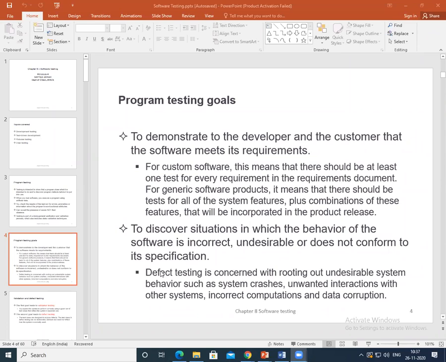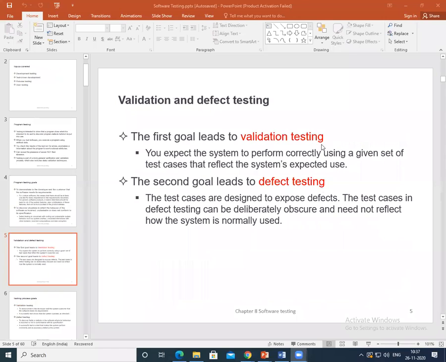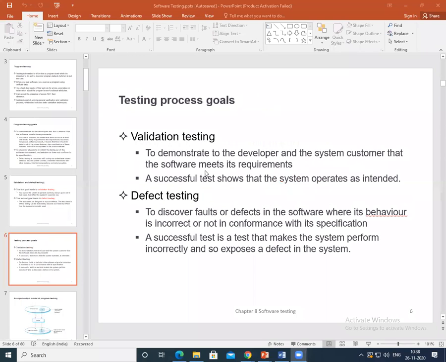The second goal is achieved by defect testing. What is the meaning of defect testing, and what is the difference between defect testing and verification and validation? Validation testing is to check the functional and non-functional requirements. Remember the words functional and non-functional requirement in the case of validation testing. In the case of defect testing, it is to expose whether the system is working properly or not. It is not concerned with the functional and non-functional requirements.